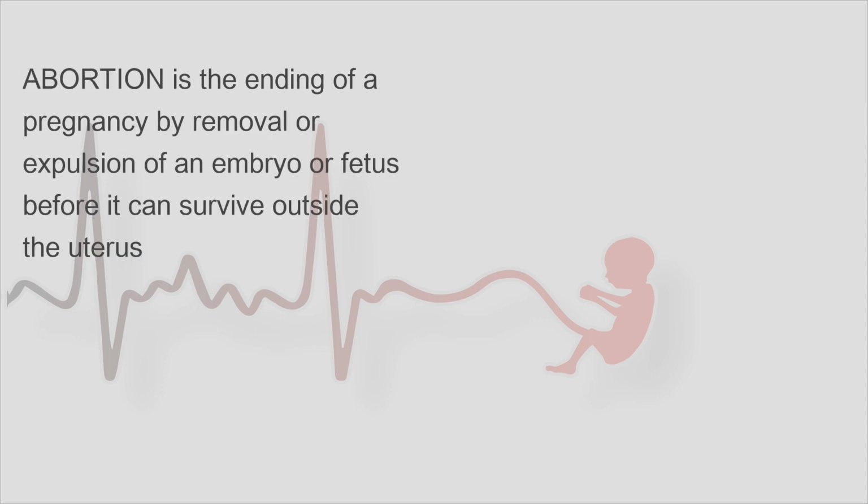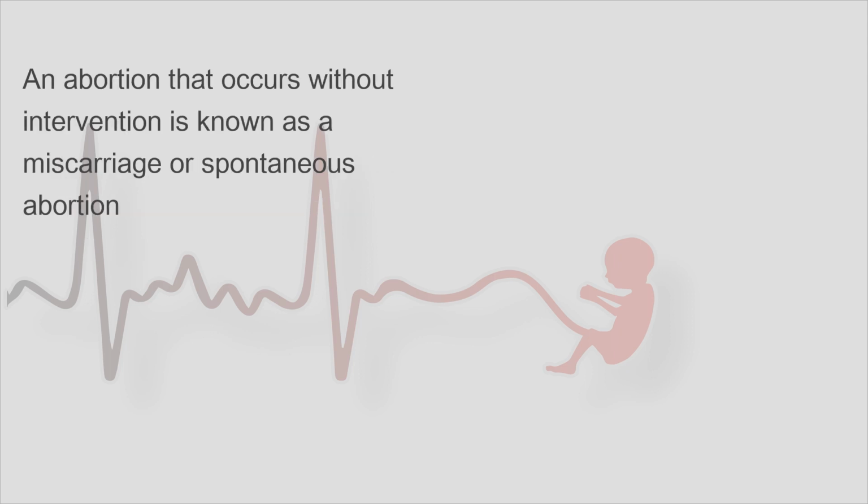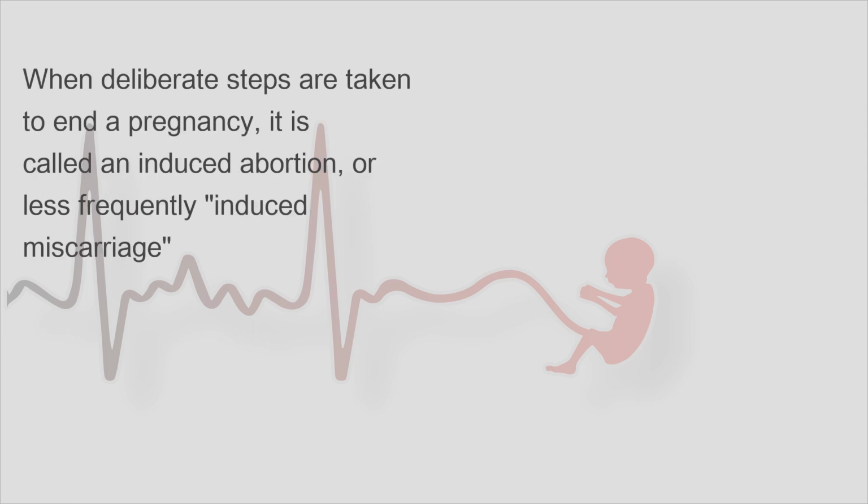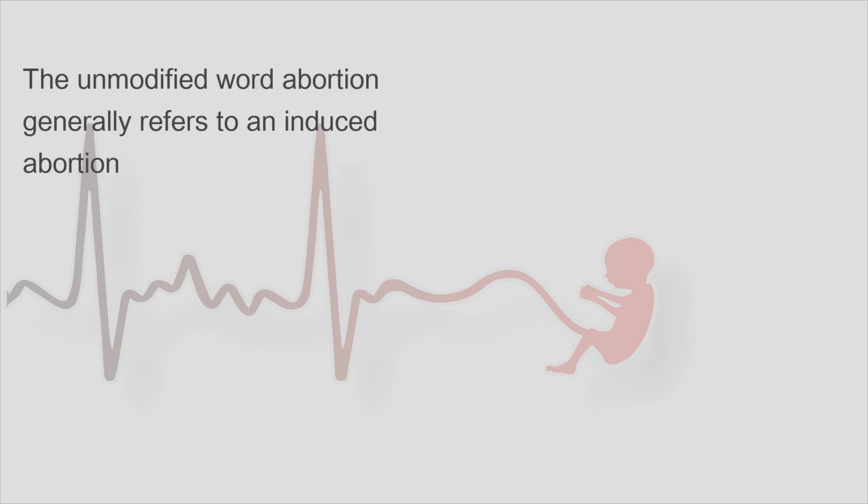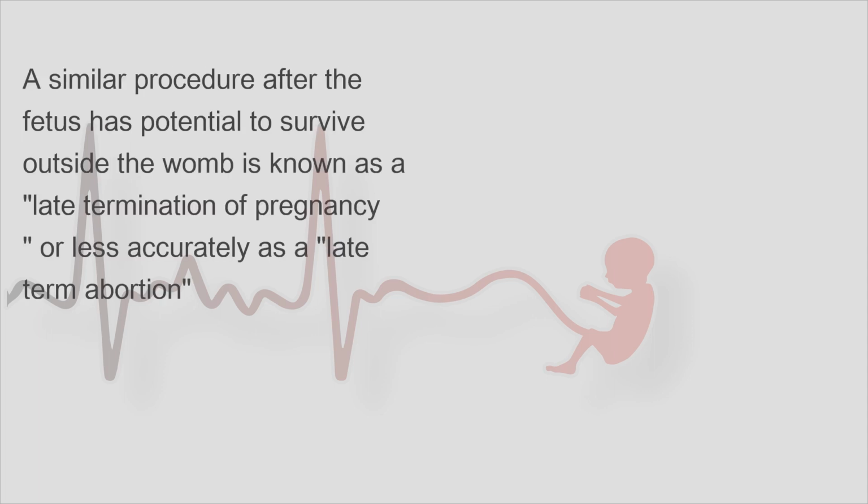Abortion is the ending of a pregnancy by removal or expulsion of an embryo or fetus before it can survive outside the uterus. An abortion that occurs without intervention is known as a miscarriage or spontaneous abortion. When deliberate steps are taken to end a pregnancy, it is called an induced abortion, or less frequently induced miscarriage. The unmodified word abortion generally refers to an induced abortion. A similar procedure after the fetus has potential to survive outside the womb is known as a late termination of pregnancy, or less accurately a late-term abortion.